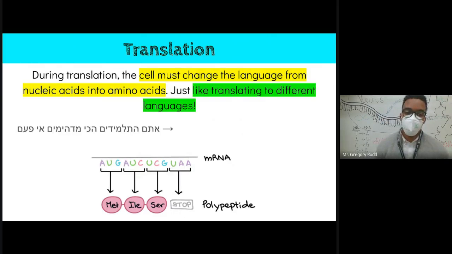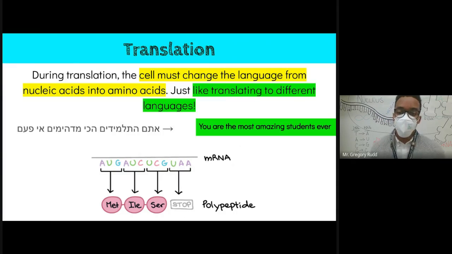Okay, so during translation, the cell must change the language from nucleic acids into amino acids. And this is like translating to different languages. So we've got some Hebrew on the screen. And in English, this would say, "You are the most amazing students ever." So we're literally going from one language to another. In this case, in the process of protein synthesis, we're going from the language of nucleotides to the language of amino acids. So instead of A's and T's and C's and G's and U's, now we're going into another type of language called amino acids.